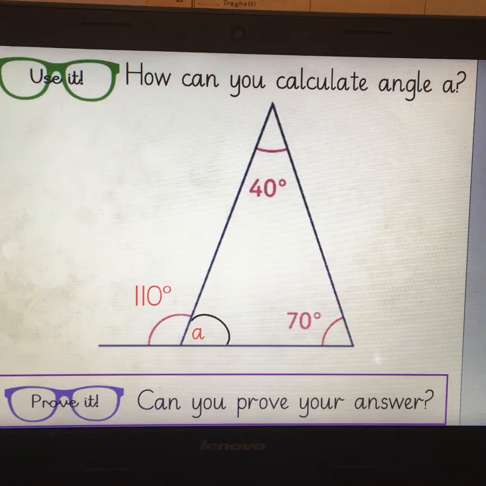Okay then, if you could have done question 1 and you could do question 2, you can absolutely do question 3. Now, I really want you to have a go at proving your answer here because there are 2 ways you can work this out. So, first things first, gather your facts. Have a look. What do you know? Pause the video, have a go.